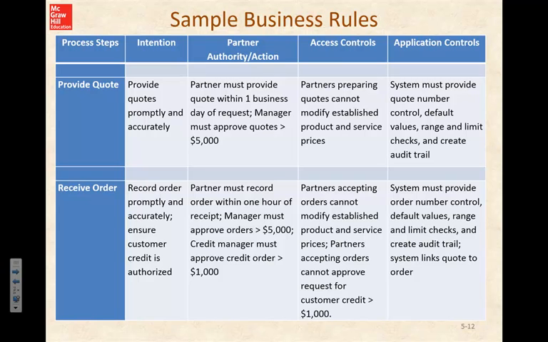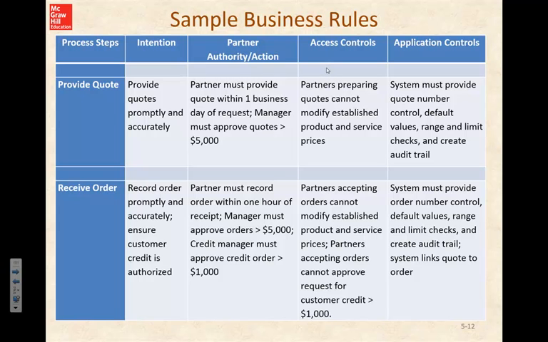So let's just take a look at some sample business rules for Sunset Graphics. First one being providing a quote. We've got it mapped out here with our intention: provide a quote promptly and accurately. The partner authority or action: the partner must provide the quote within 1 business day of the request, and the manager must approve any quotes that are greater than $5,000.